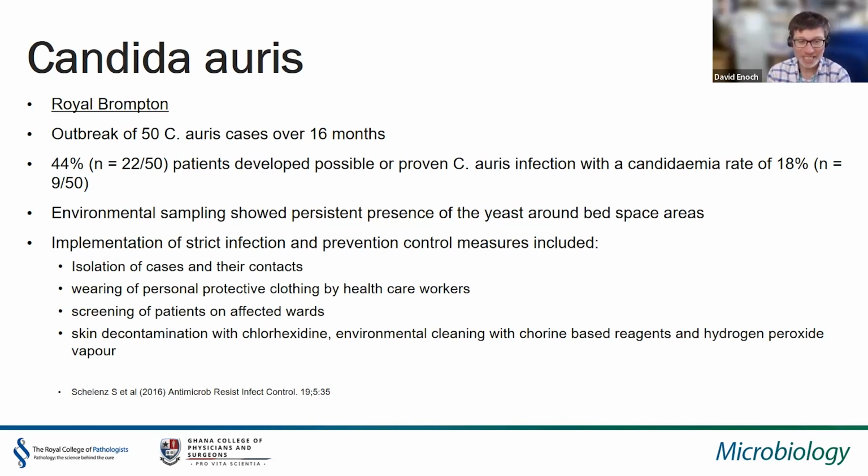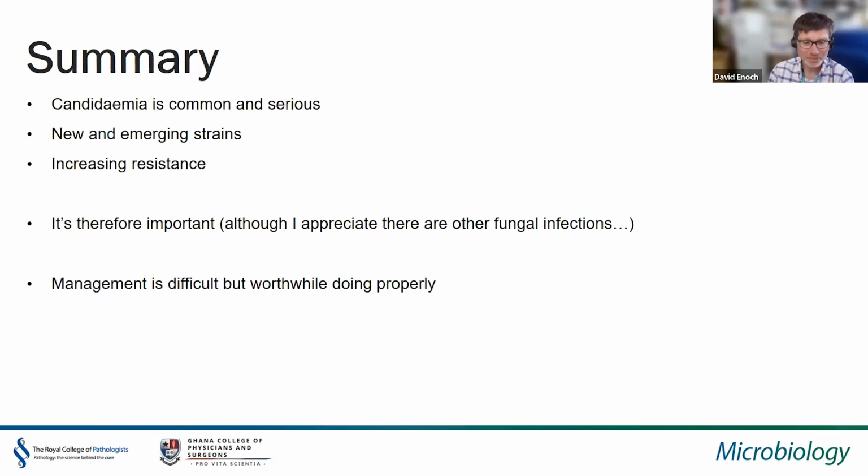They tried to isolate patients. They wore personal protective equipment. They screened patients. They even did skin decontamination as well. They cleaned everything with bleach, and then they eventually used hydrogen peroxide vapor as well to try and decontaminate the environment. There have been other studies in Oxford as well of outbreaks that were related to blood pressure cuffs and poor cleaning. So that is an emerging problem.